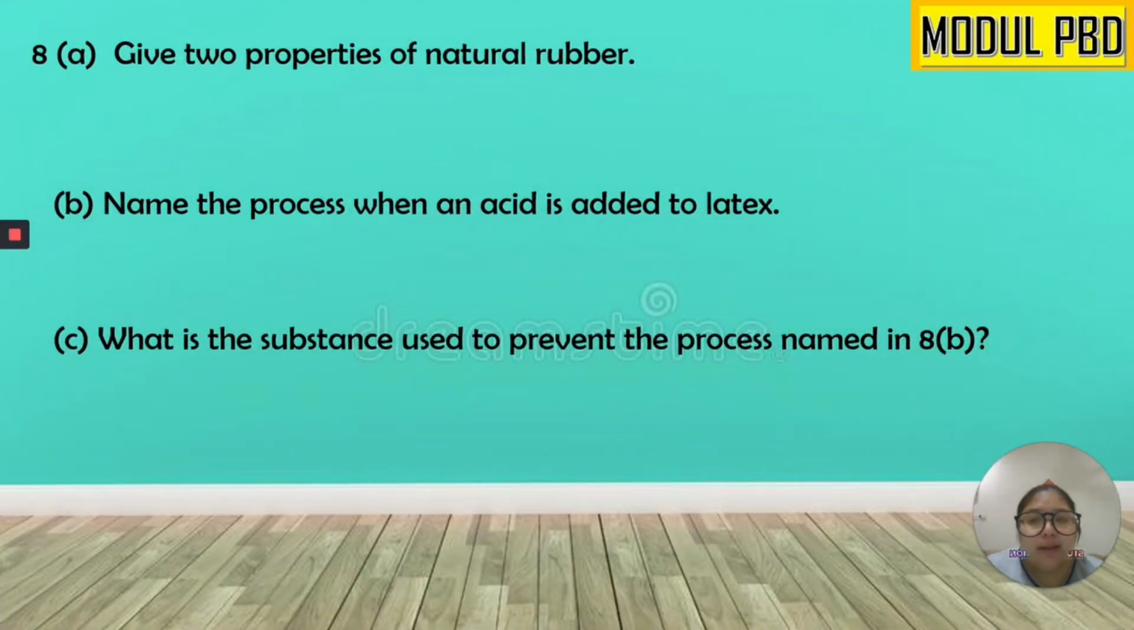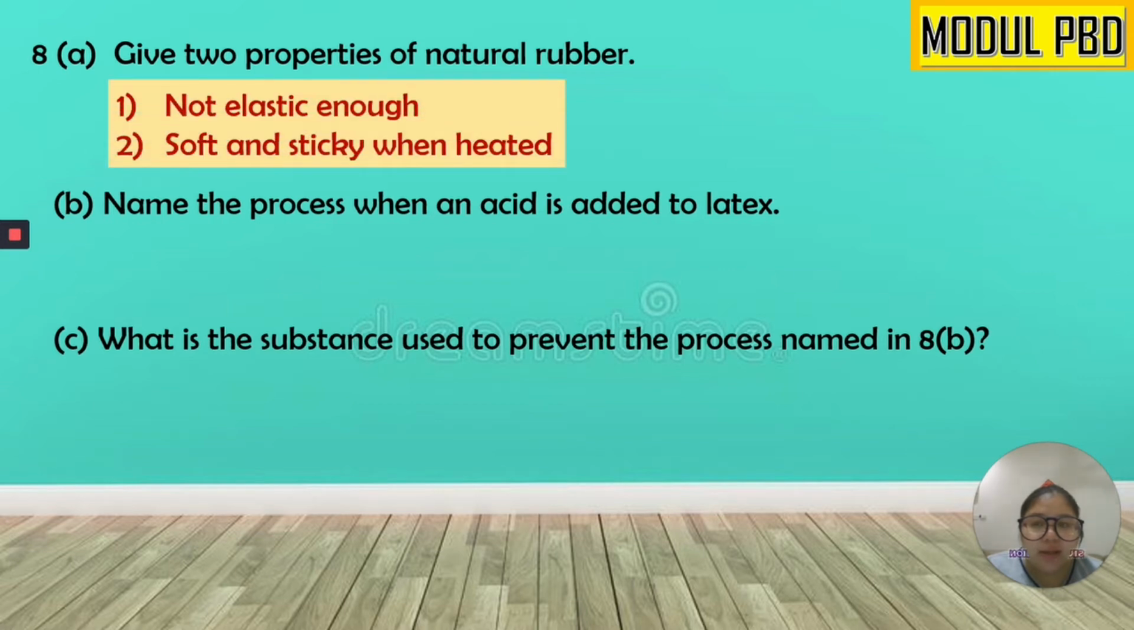Okay, now is question 8. Give 2 properties of natural rubber. So the first one, natural rubber, I know it's elastic. Okay, is it non-elastic or elastic? We'll check the answer first. Okay, so it's not elastic enough. Okay, the vulcanized one is more elastic.